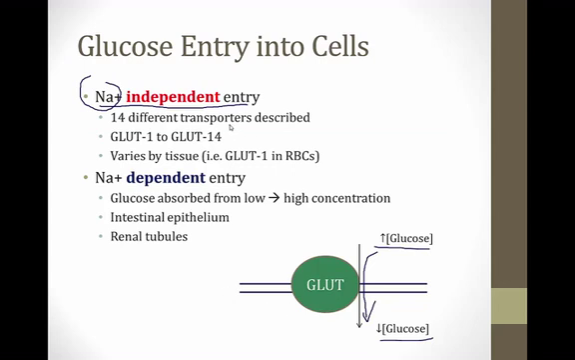14 different transporters like this have been described, and they're all named GLUT1 to GLUT14 depending on where they are found, and it varies by tissue. So for example, GLUT1 is found in red blood cells, GLUT14 is found in other cells.